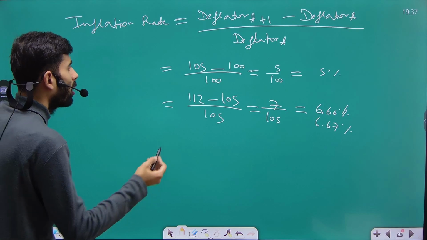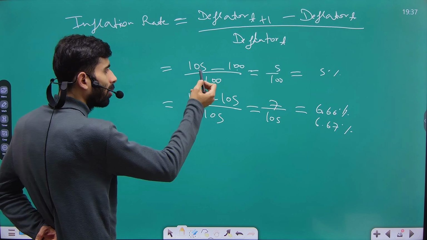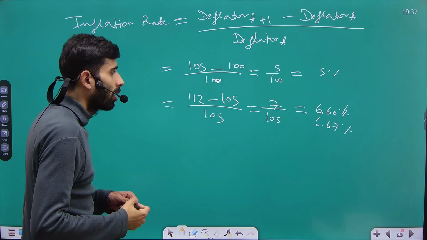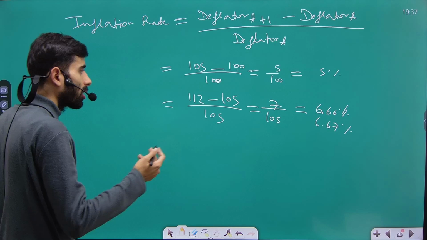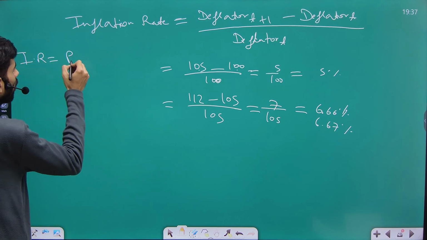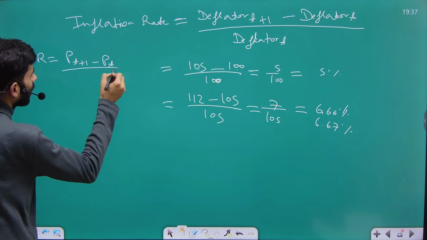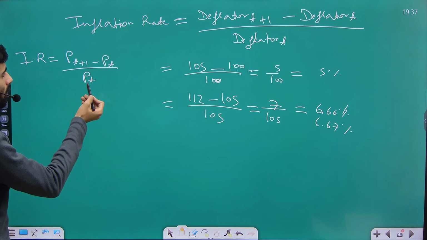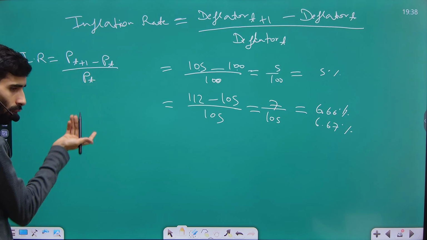So basically what we are doing is subtracting the GDP deflator in year T from the GDP deflator in year T plus 1, and dividing the whole thing by the GDP deflator in period T. If you get confused by these terms T plus 1, deflator, etc., then you can use a simpler version where inflation rate is price level in period T plus 1 minus price level in period T, divided by price level in period T. So this is our base year and this is our current year. That's how we calculate inflation rate.